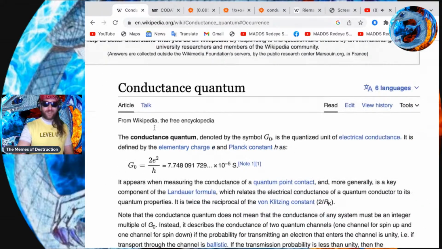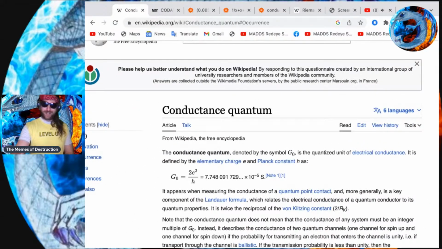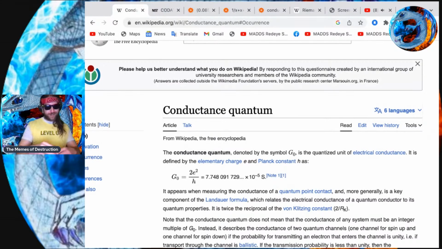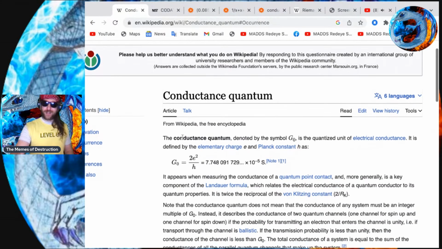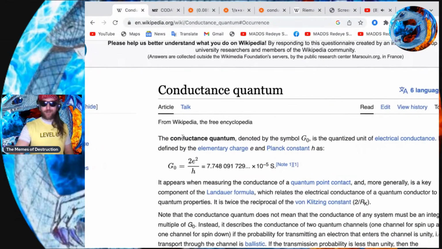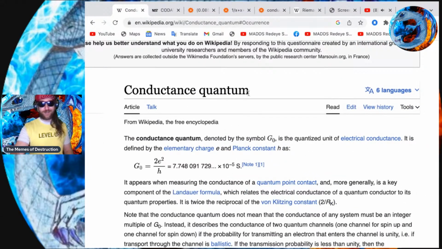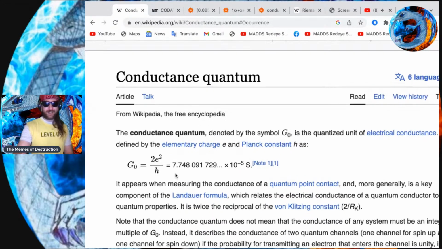All right. Here's our friend Wikipedia. Again, take it for what it's worth. Links to all the stuff below. The conductance quantum, denoted by the symbol G0, is the quantized unit of electrical conductance. It is defined by the elementary charge e and the Planck constant h. This G0 equals 2e squared divided by h. So basically, we have two elementary charges squared, divided by Planck's constant, which is basically the quantum unit of action. And that comes out to be this number here.